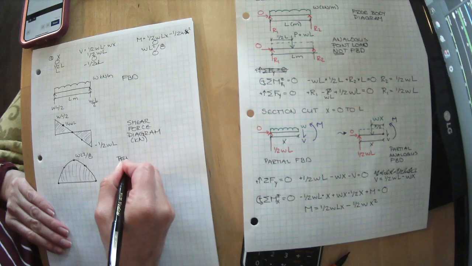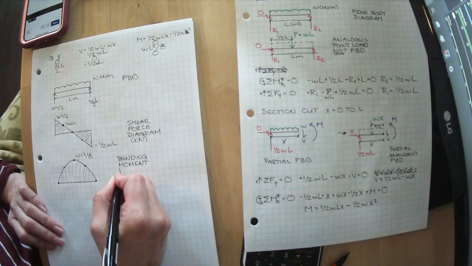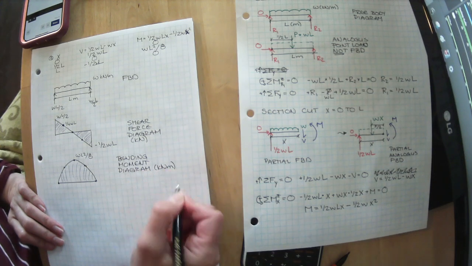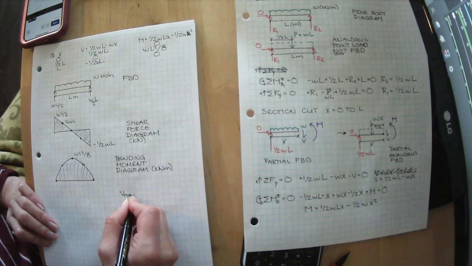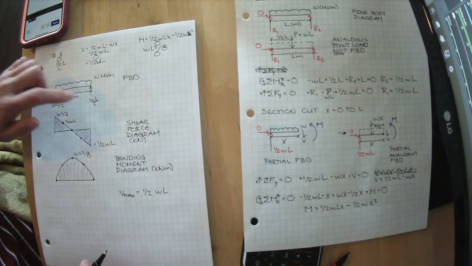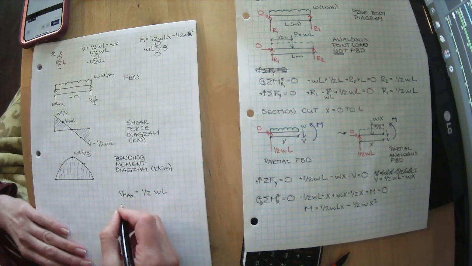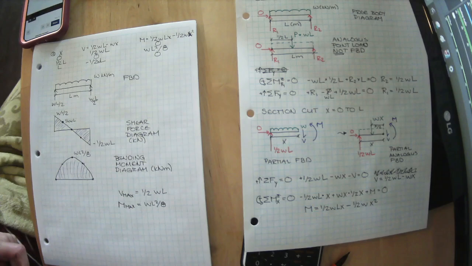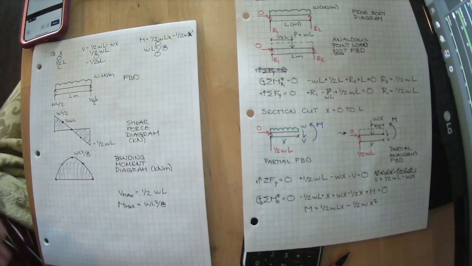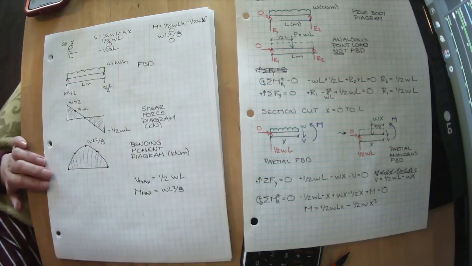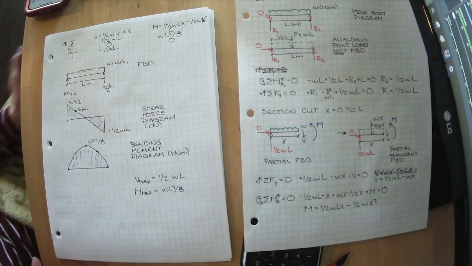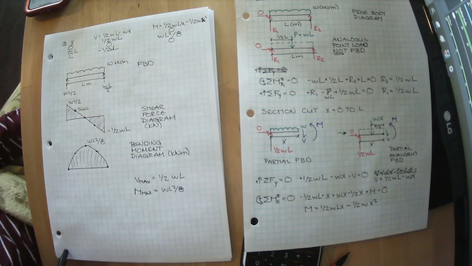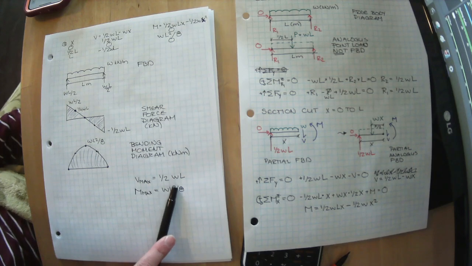This is our bending moment diagram in kilonewton meters. And we know that V max equals 1/2 WL. It didn't matter if it was positive or negative. We know that it means the same thing. And our moment max is WL squared divided by 8 at the midpoint. Well, if what we want is to make sure we've designed a beam that can resist the worst loads it could see, we need a beam that can resist this shear force and this bending moment. So for a beam to work, we're going to need something that can resist 1/2 the load times the length, and a moment of the load times the length squared divided by 8.